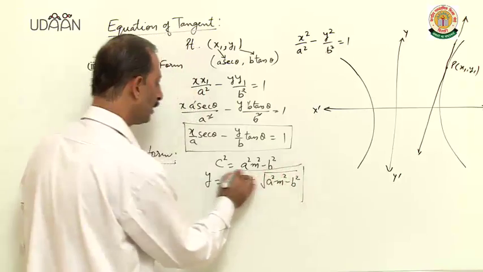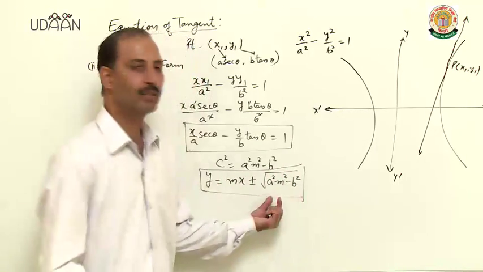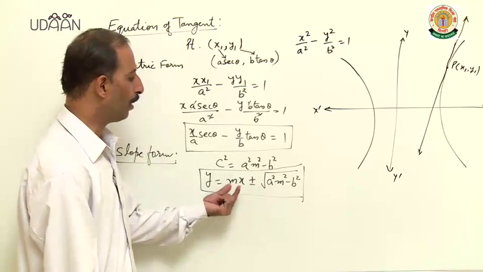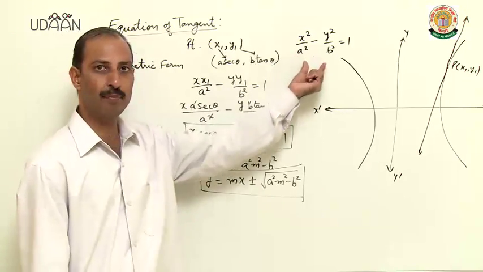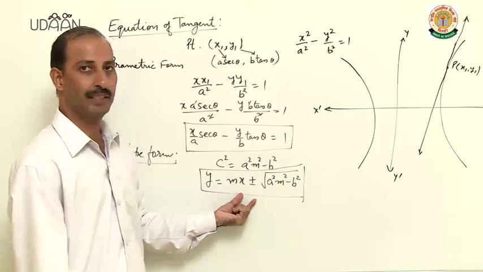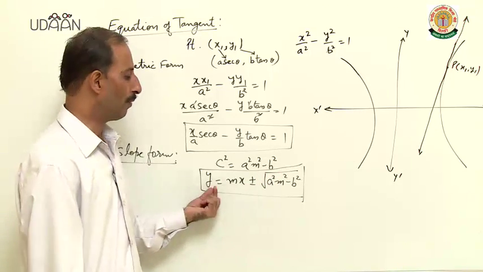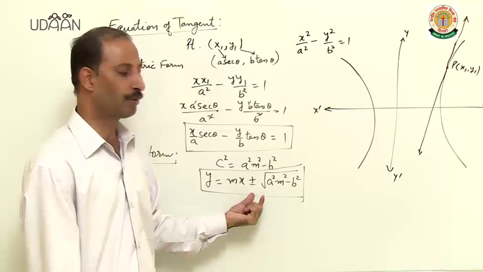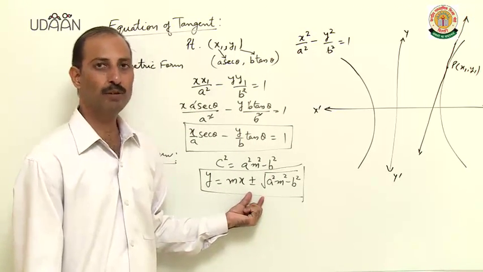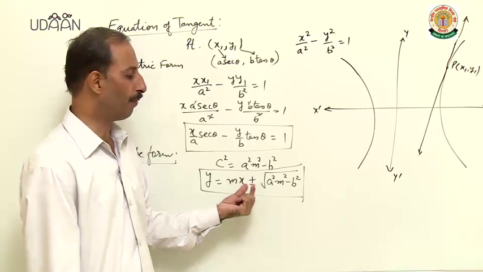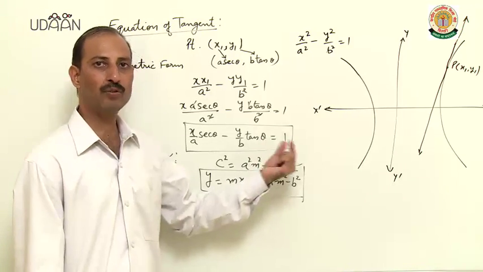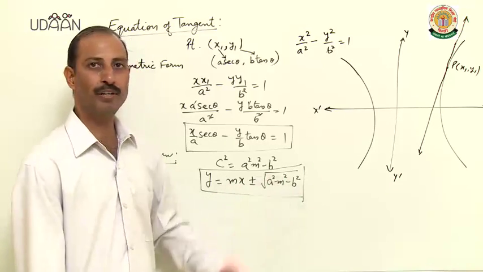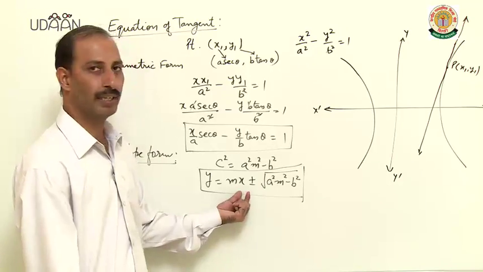This is known as equation of tangent in slope form. Point of contact you can find with the help of solving the equation of hyperbola and equation of tangent. You have to put the value of y in place of this, and then you will get a quadratic equation in x. Solve it, you will get equal roots. So value of x will give you the x coordinate of point of contact. Put the value of x here, you will get the y coordinate of point of contact.